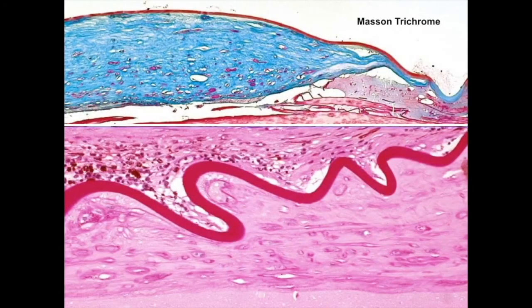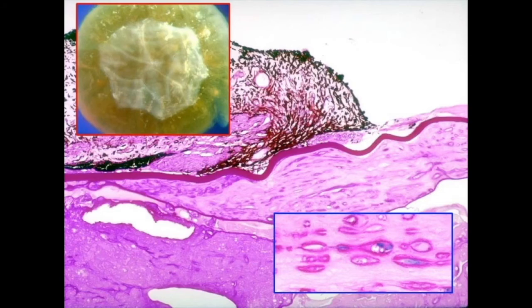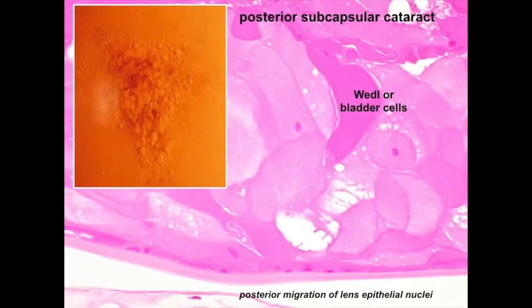Masson trichrome stains blue. That tells you that this is collagen. The collagen plaque tends to contract, and this causes multiple folds in the anterior lens capsule. And another example, anterior subcapsular fibrous plaque in an area of synechial closure.